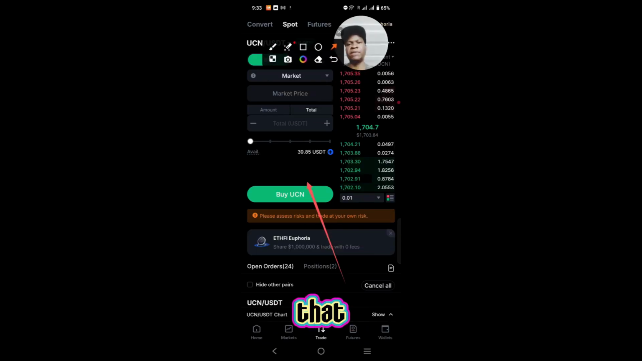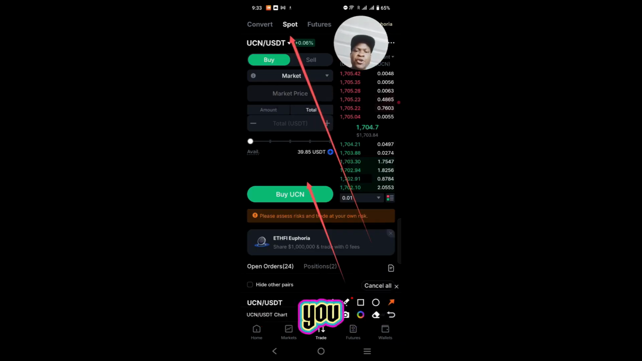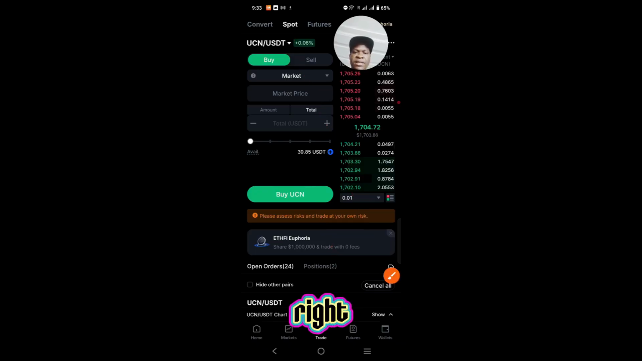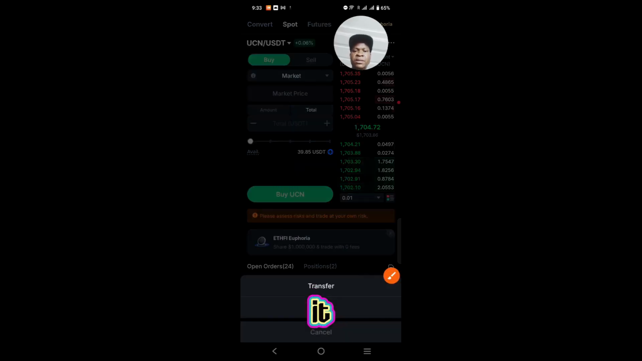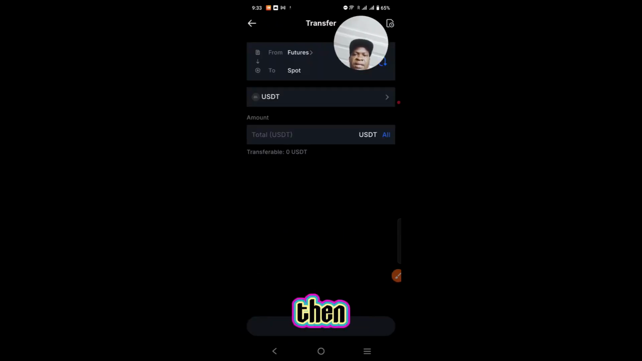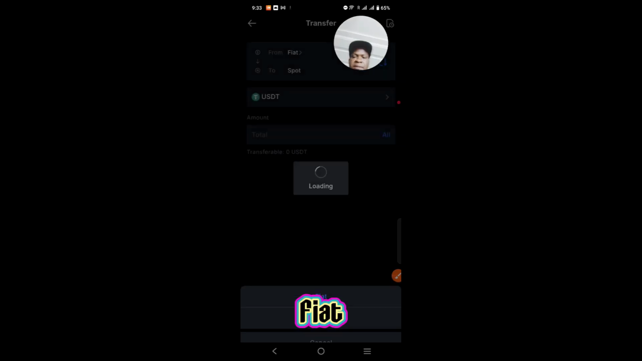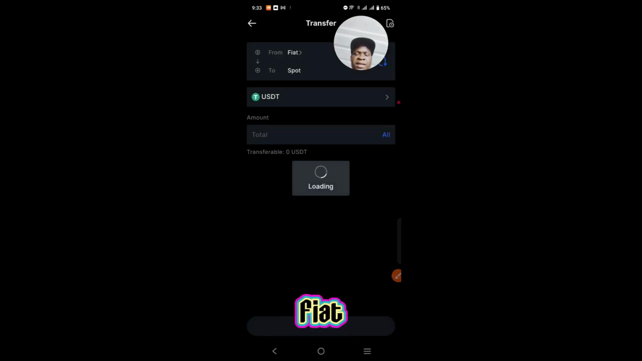This is spot now that we are, this is spot, right? That is highlighted. You must move it to fiat, right? By tapping on this place, this plus sign, just from the interface here. Tap on that plus sign. Let me tap on it. The moment you tap on it, you click on transfer, right? Tap on transfer, and then you choose the up one, that is futures, is the futures by default. So you tap on it, change it to fiat, right? Change it to fiat. Just hold on, it's loading up.